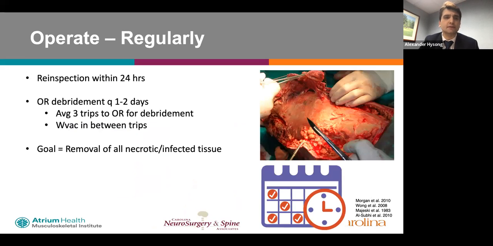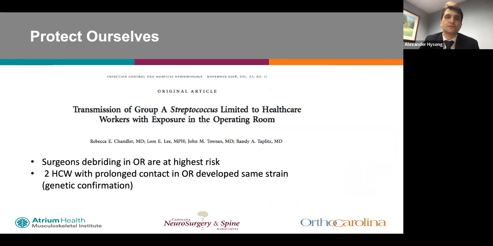And then operate regularly. Reinspection within 24 hours is often recommended, with repeat debridements every one to two days in the area of infection, for an average of 3 trips to the OR typically performed on these patients who survive, always with the goal of removal of all necrotic and infected tissues.